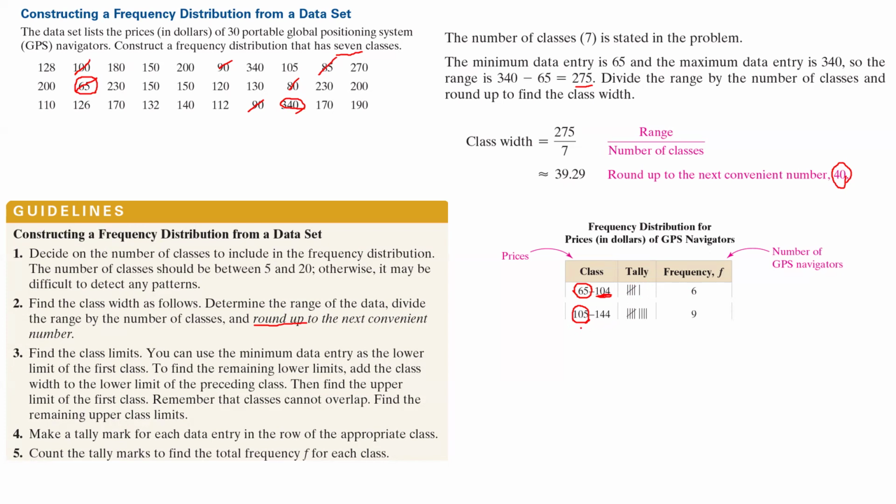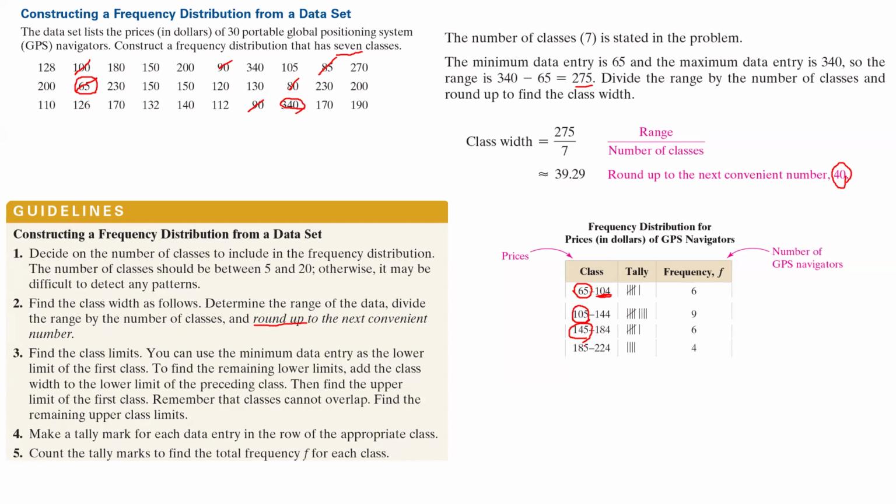For the second class, you're going to start counting how many 105 you have, how many 106 you have, and you continue this process and you stop at 144. If you count the number of prices in the second class, you see you have 9 prices in the second class. And then for the third class, remember that 105 plus 40, which is your class width, is 145. And here you stop at 184. And if you count the number of tally marks, it is going to be 6.